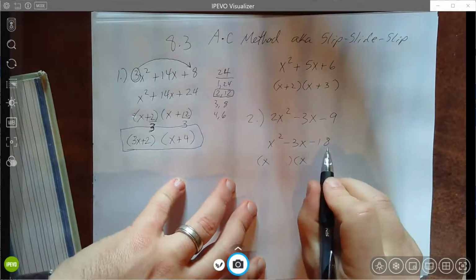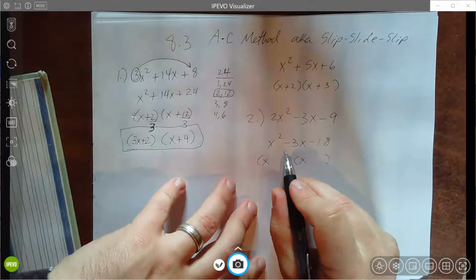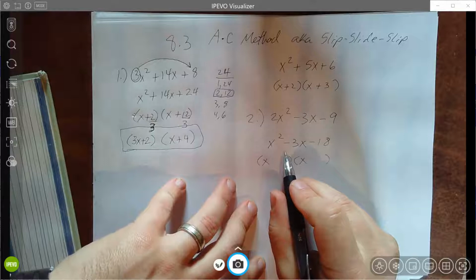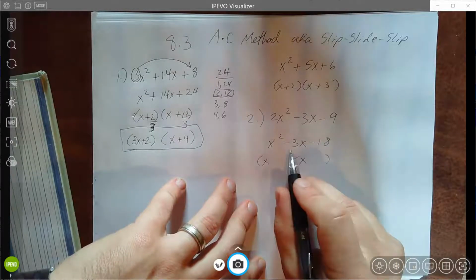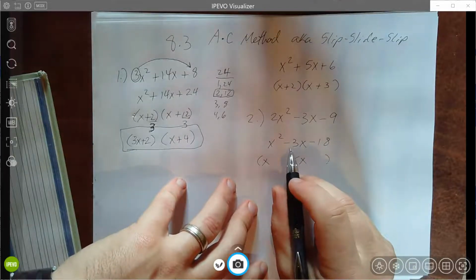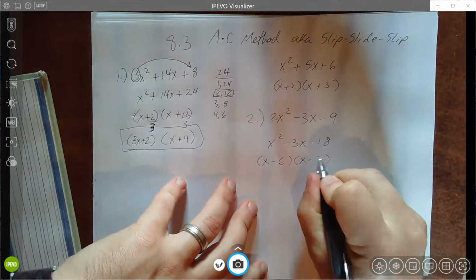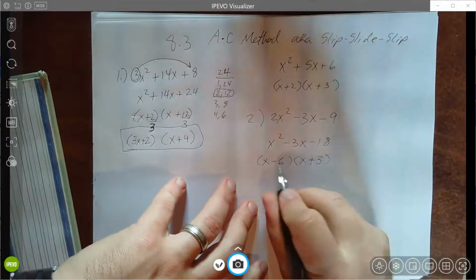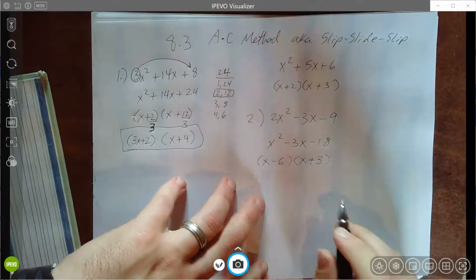We say what multiplies to get negative 18 and adds to get negative 3. Well, I'm thinking a 6 and a 3 can do that, because they have to be opposite signs to multiply to get the negative 18. So one positive, one negative, and add to get negative 3? Well, if the bigger number is negative, a negative 6 and a positive 3, that'll do it. That multiplies to get negative 18, and it adds to get negative 3.